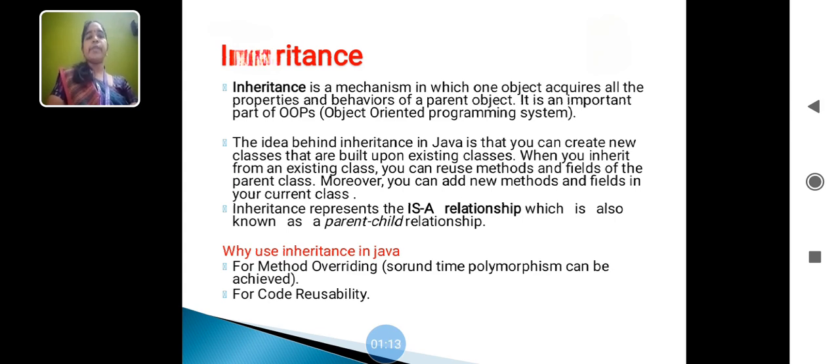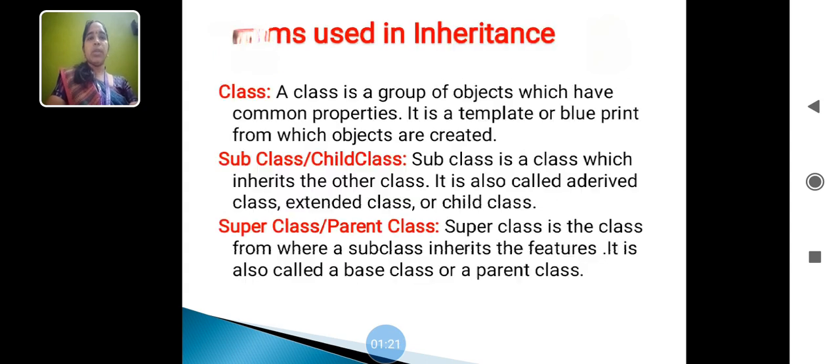Why use inheritance in Java? For method overriding, so that runtime polymorphism can be achieved. And for code reusability. What are the terms used in the inheritance concept? Class, subclass and superclass. Subclass is also called a child class. Superclass is also called a parent class.